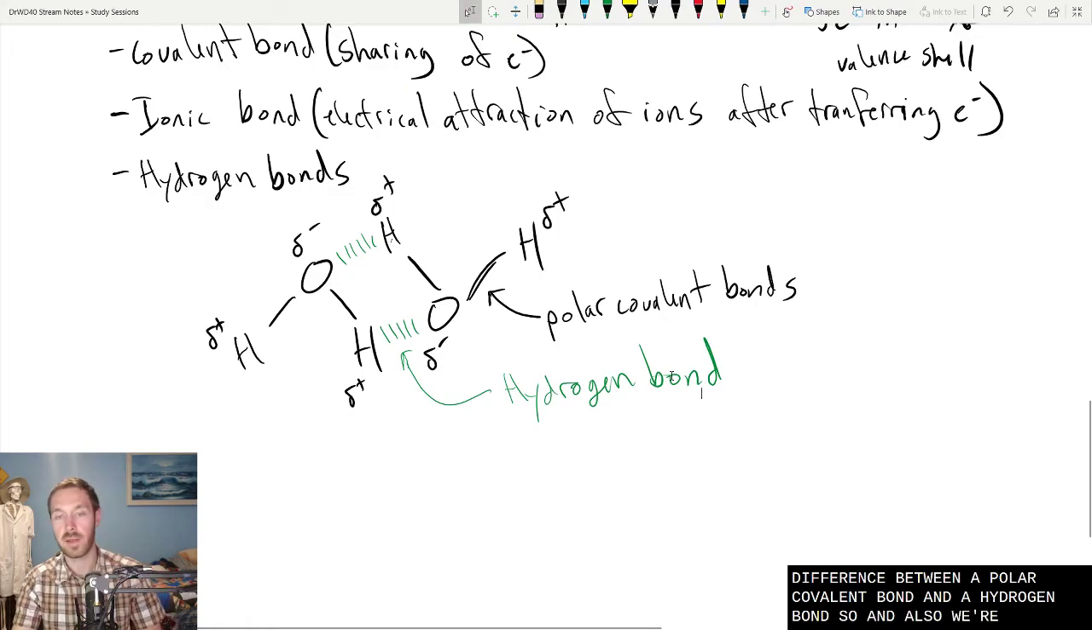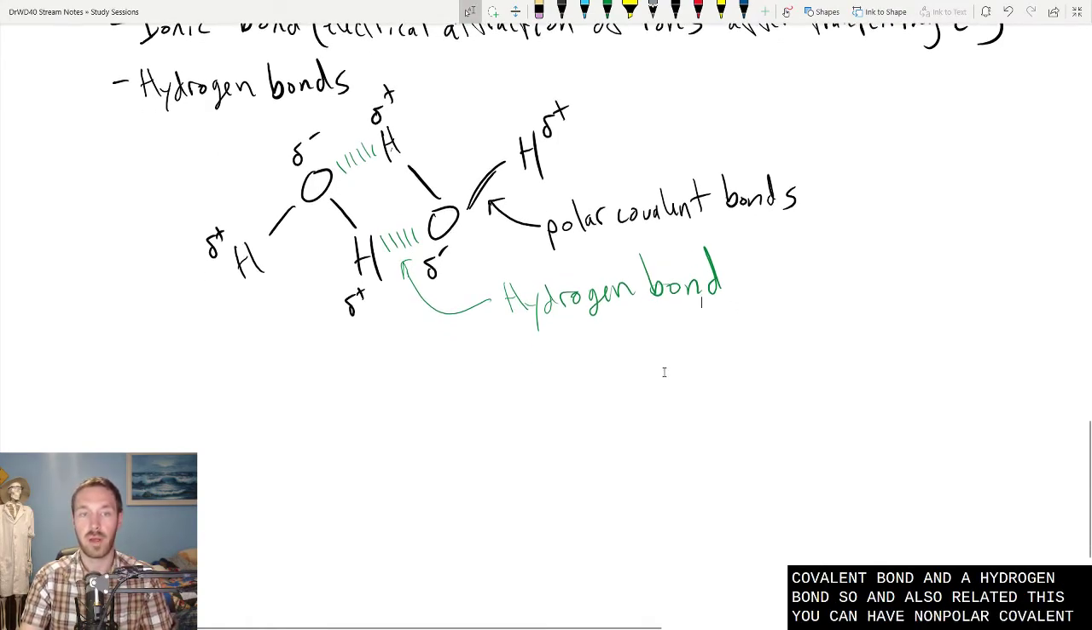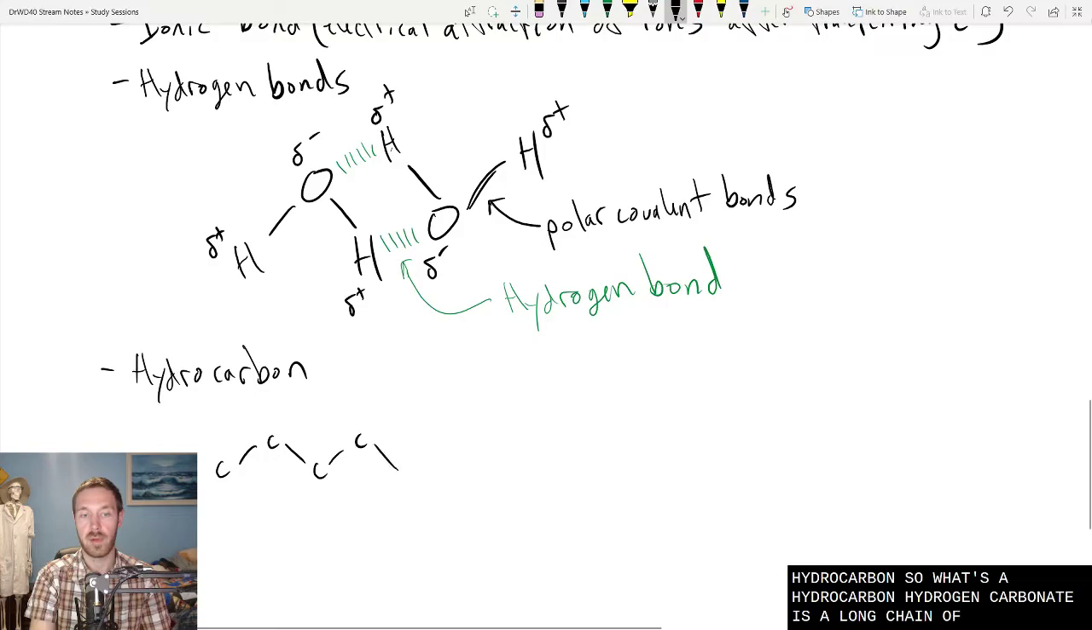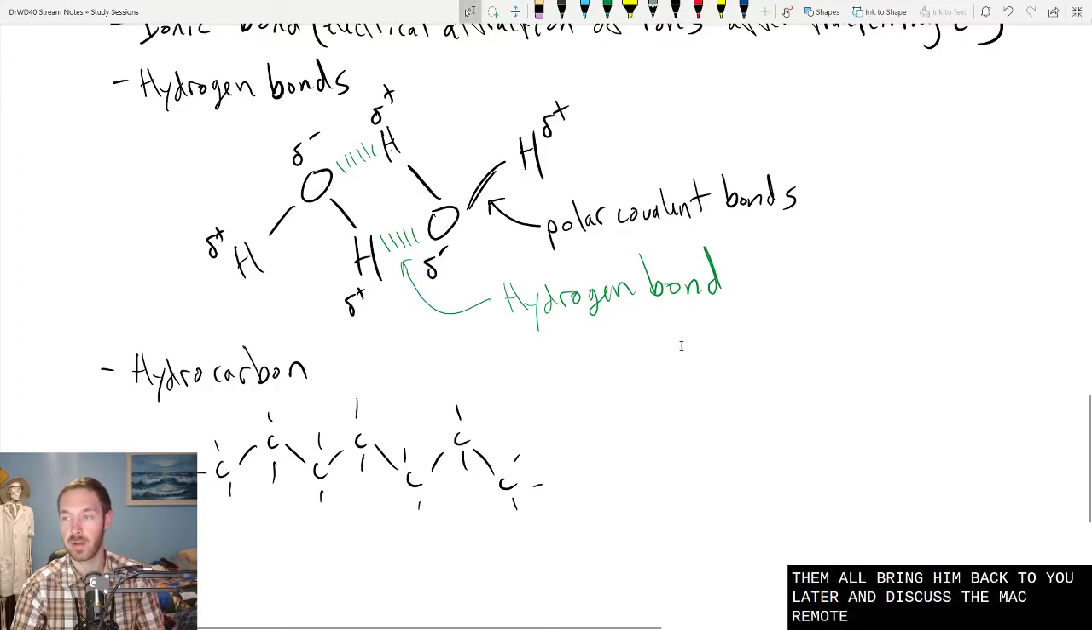Also related to this, you can have non-polar covalent bonds. So if I draw a hydrocarbon, what's a hydrocarbon? A hydrocarbon is a long chain of carbons with hydrogens. Every dash here would be a hydrogen. I don't want to draw them all. We're going to come back to these later when I discuss the macromolecules.